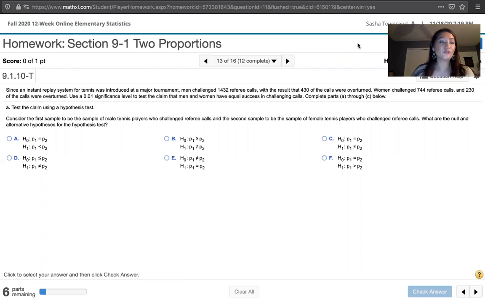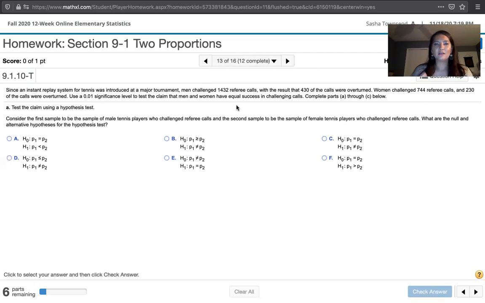It says, consider the first sample to be the sample of male tennis players who challenged referee calls, and the second sample to be the sample of female tennis players who challenged referee calls. What are the null and alternative hypotheses for the hypothesis test? Well, in order to figure that out, we have to look at the claim. We're asked to test the claim that men and women have equal success in challenging calls.